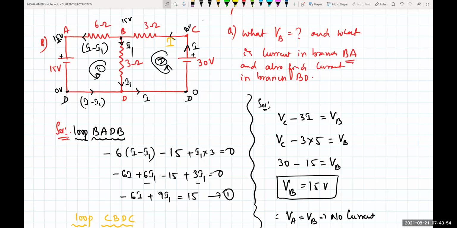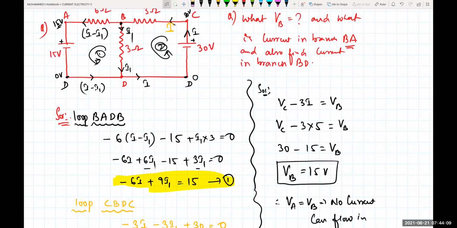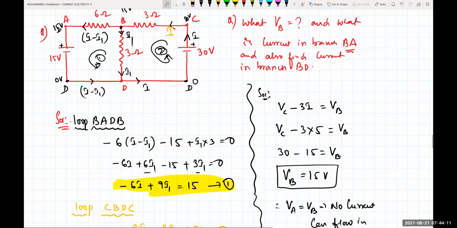Yes, sir. The next step is only simplification, multiplying and simplifying. I'm getting the first equation as minus 6I plus 9I1 is equal to 15. Next loop: from where I'm taking, C to B, B to D, D to O, and O to C again.